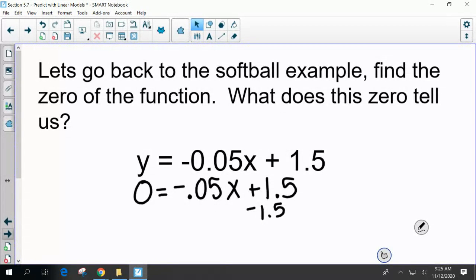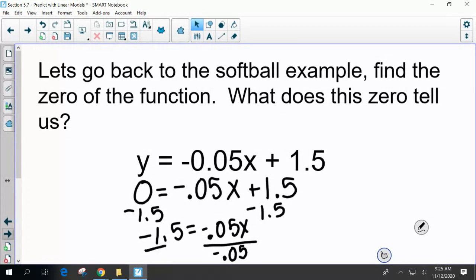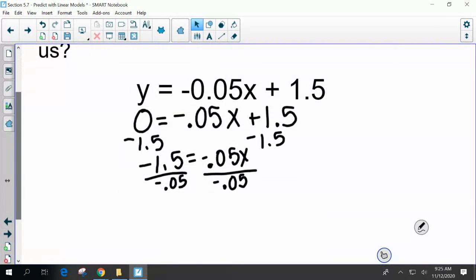So I would subtract. So negative 1.5 equals negative 0.05x. Divide by negative 0.05. 30. Okay. So that's saying in 30 years from 1997, this league wouldn't be going anymore.